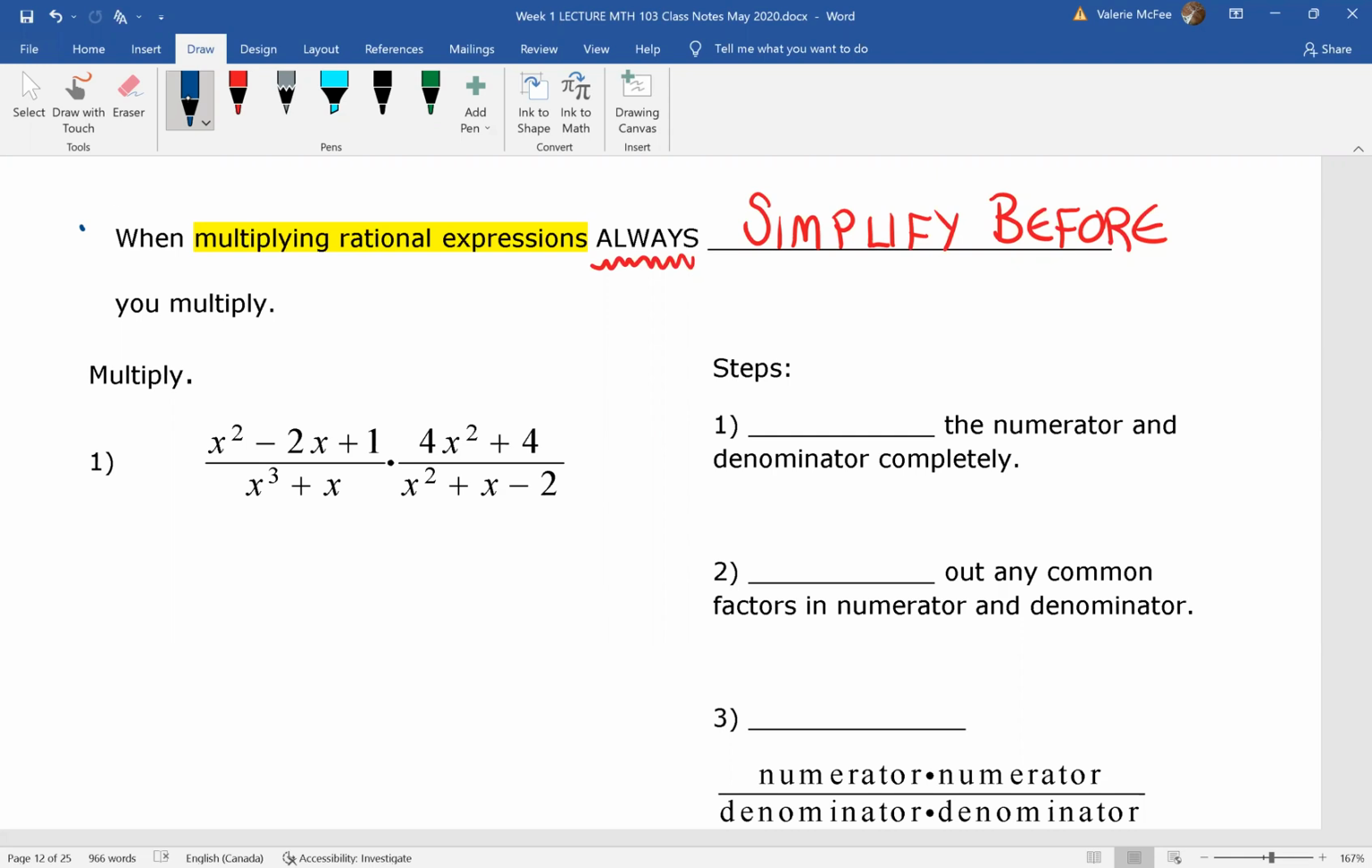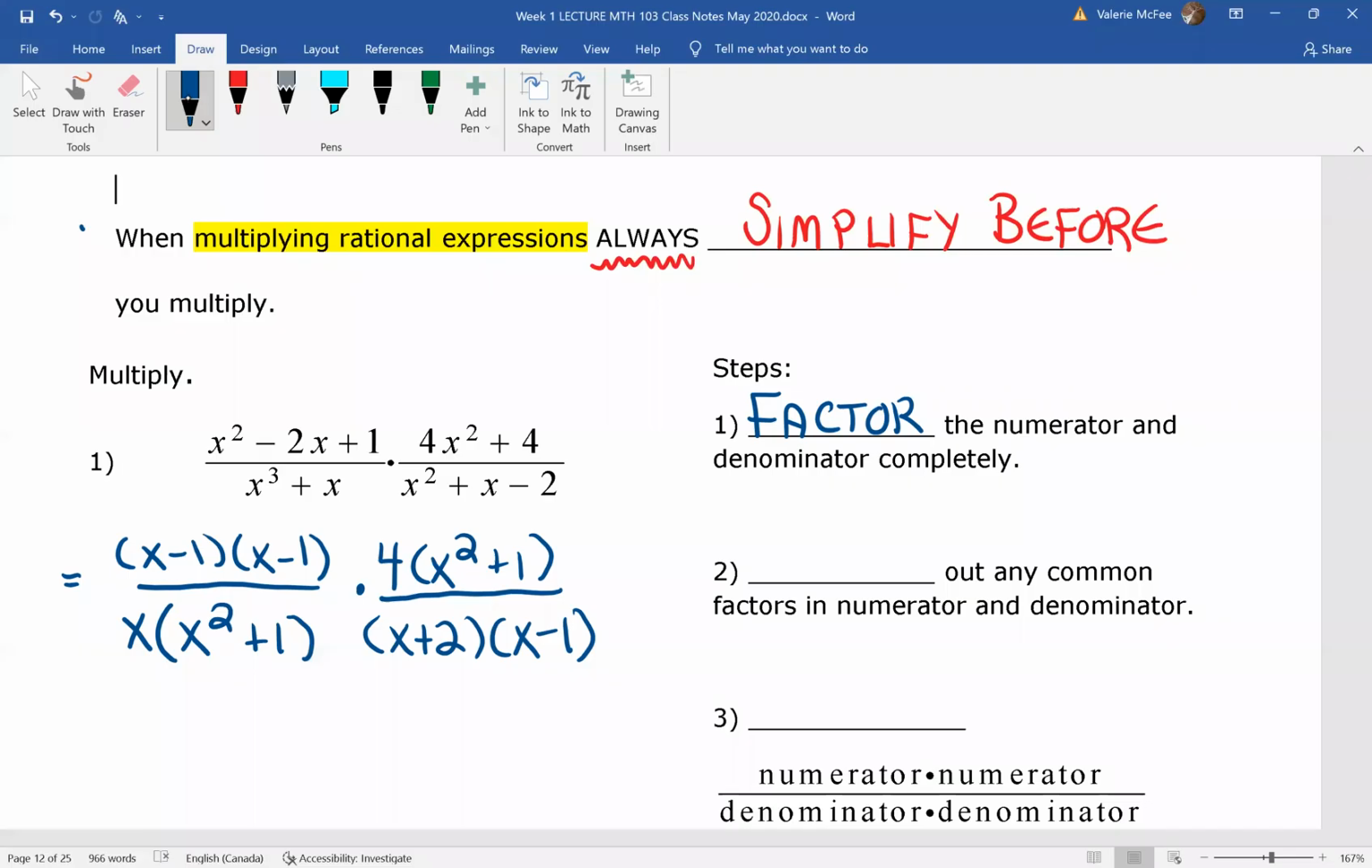And look, step one is the same as it was for our simplifying. You need to factor the numerator and the denominator completely. So why don't you pause your video and factor those two rational expressions. So the next thing we want to do is divide out any common factors. Now remember that we're dividing between the numerator and the denominator, and we're dividing out factors. Factors are those parts that are multiplying.